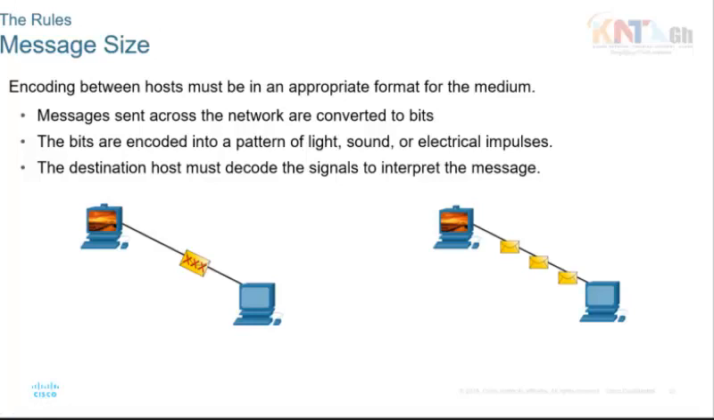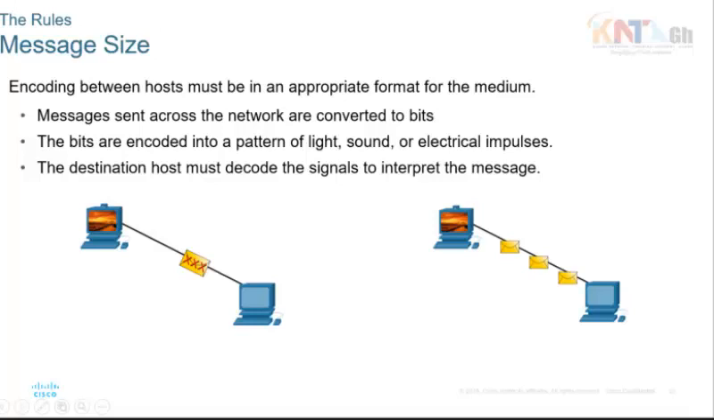Now, encoding between hosts must be in an appropriate format for the medium. Messages sent across the network are converted into bits. The bits are encoded into a pattern of light, sound, or electrical impulses. So when you have one source sending information to the destination device, once it leaves this digital device and is supposed to be traveling on a transmission medium, it is converted. There's a device that converts it into bits so that it can travel on this transmission medium.